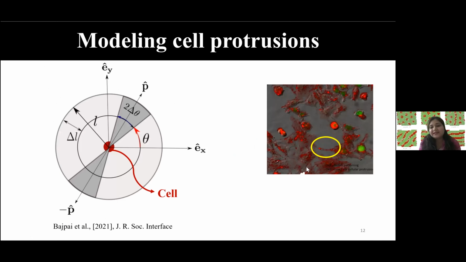Now this is the cell protrusion, and we model it by using mainly 3 parameters. The red color is the cell, and the gray area is the protrusions. L is the protrusion length, P is the cell polarity, and we assume that the protrusions are oriented in the direction of the cell polarity. And this is the angular range of protrusion, meaning all the protrusions of a cell will lie within this gray region, in the region of 2 delta theta.